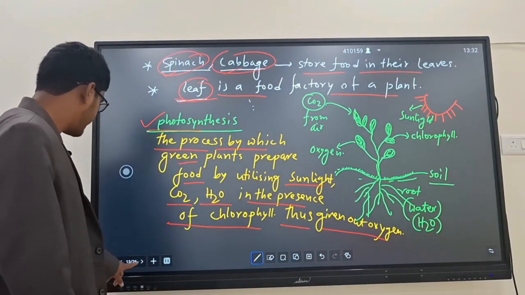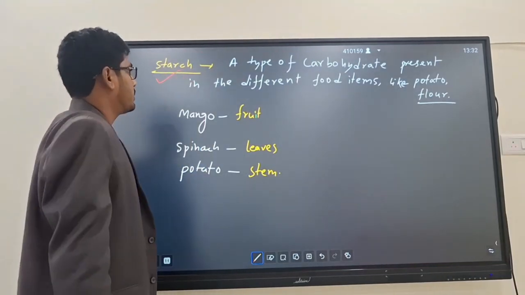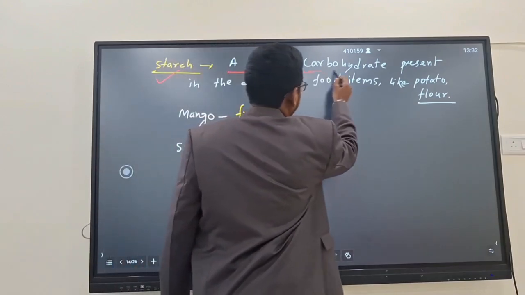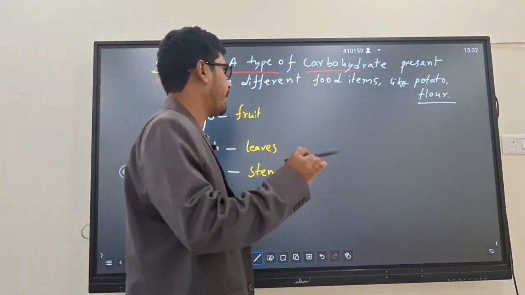Okay, now next slide. So what is starch? Starch is a type of carbohydrate present in different food items, in different types of foods.